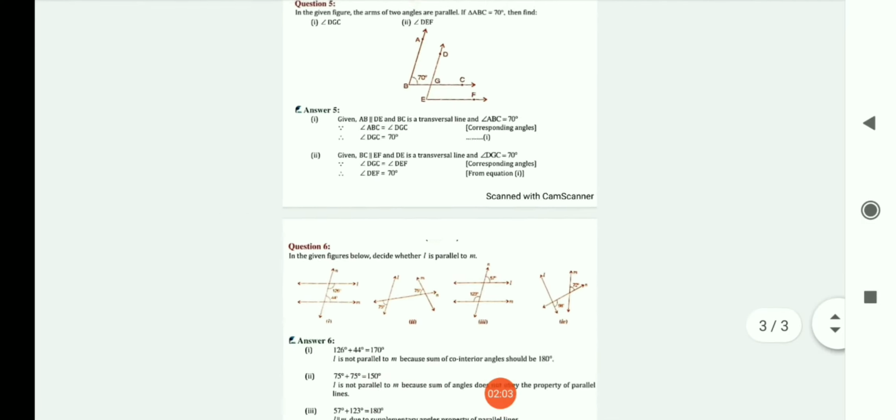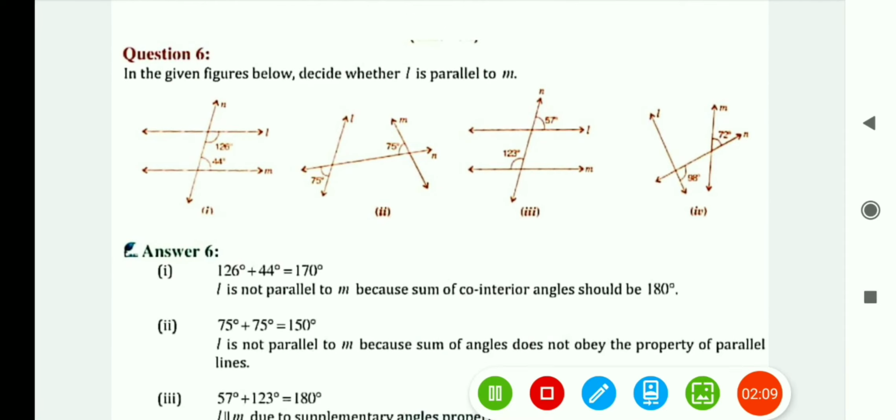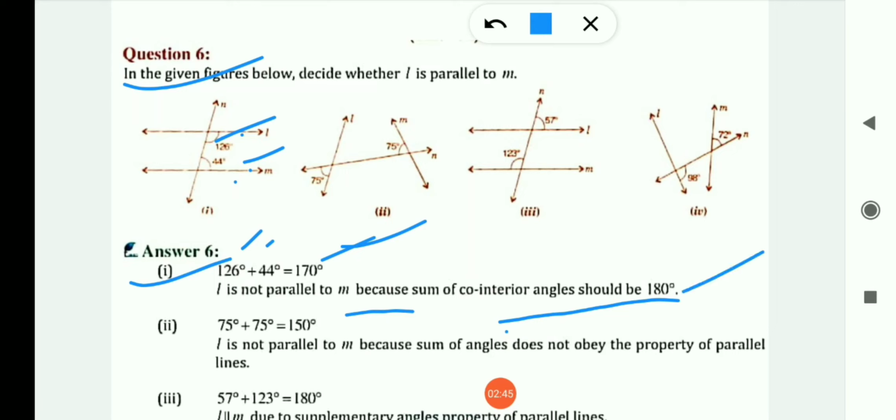Now question number 6: in the given figure below, decide whether L is parallel to M. You have to check in which condition L and M are both parallel lines. So first, the sum of two angles is 180? 126 and 44 is 170. So L is not parallel to M because the sum of co-interior angles should be 180. If the sum of these two angles is 180, then we can say L and M are parallel. But here the sum of two angles is 170, so they are not parallel lines.